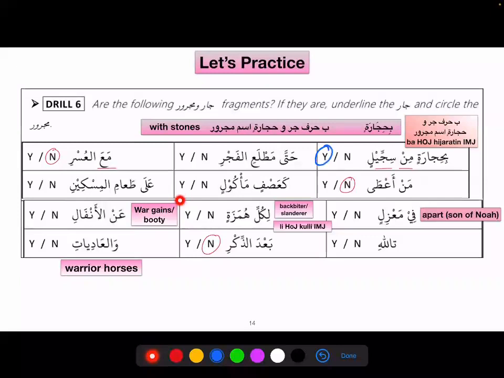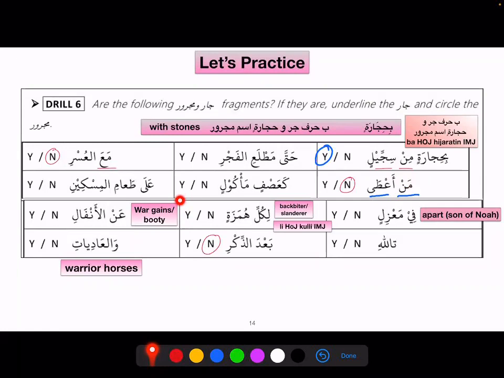Then in the second, it says man ta. What do you guys think about it? Is that harfu jar? No, it's not. Because it is man, sorry, it's man, not min.